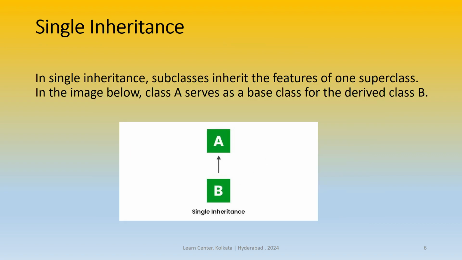Single inheritance. In single inheritance, a subclass inherits the features of one superclass. In the image below, class A serves as a base class for the derived class B.